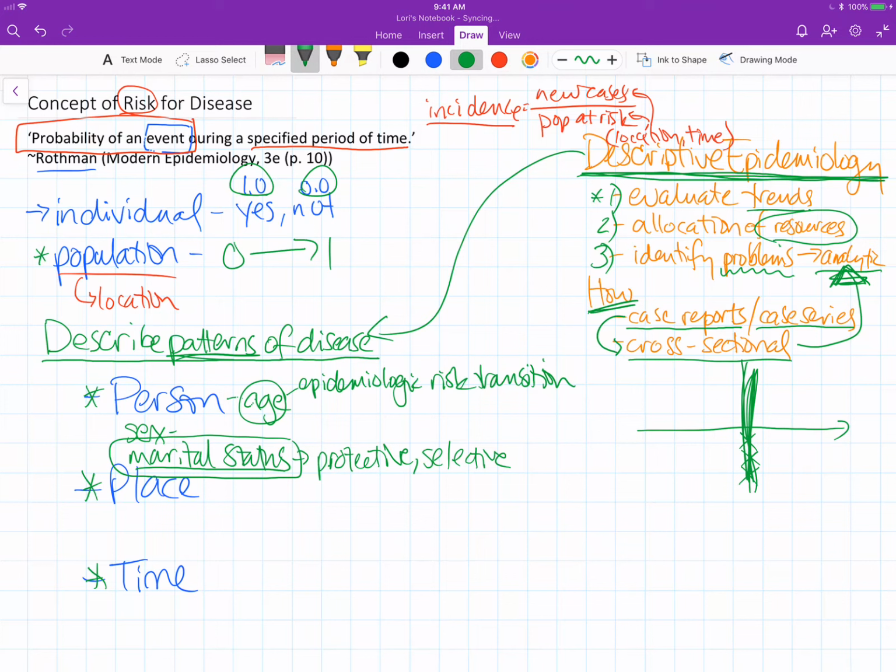The next one deserves quite a bit of discussion, and that is that of race ethnicity. I'm just filling it in here. Probably should have left myself a little bit more space. Race ethnicity. Did I spell that right?